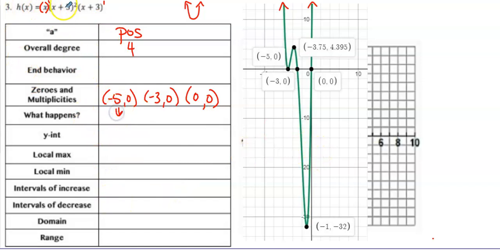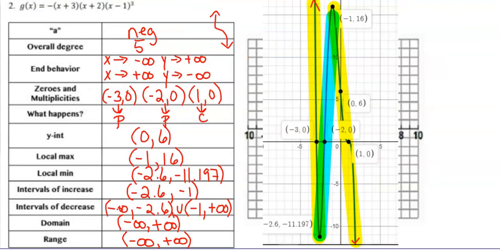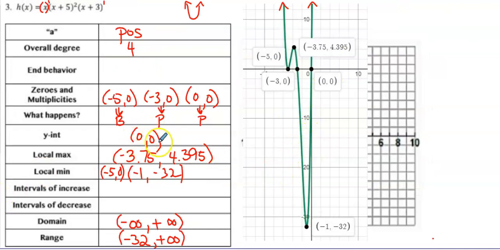So at negative 5, 0, I got a 2 exponent, that's a bounce. Negative 3, 0, I've got a 1 exponent, that's a pass. And at 0, a 1 exponent, that's also a pass. The y-intercept is at 0, 0. Oh, I didn't mean to go back to that one. There we are. Okay, so y-intercept 0, 0.